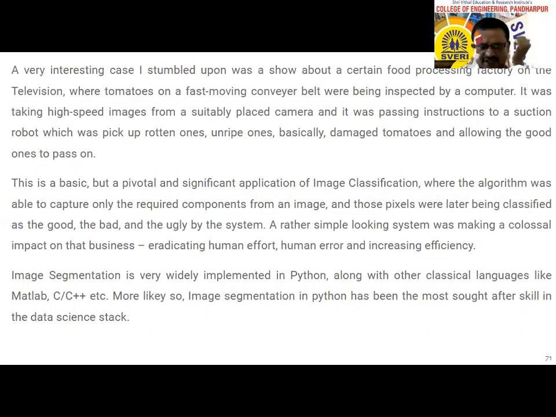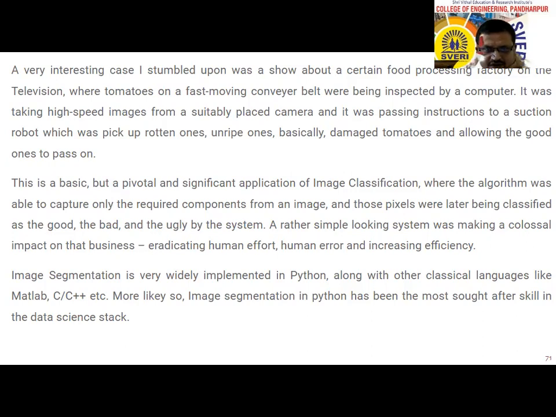A very interesting case I stumbled upon was a show on television about a certain food processing factory, where tomatoes on a fast moving conveyor belt were being inspected by a computer. It was taking high speed images from a suitably placed camera, and passing instructions to a suction robot, which would pick up rotten ones, unripe ones, basically damaged tomatoes, and allow the good ones to pass on.